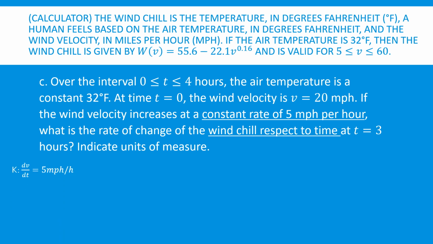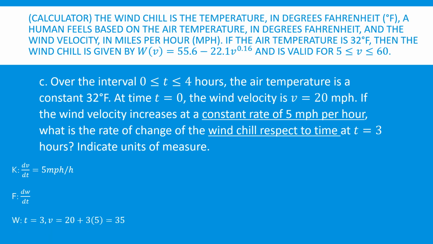All right, so there's a lot going on, but I do notice they're talking about with respect to time, and we're using a bunch of different variables. So I'm feeling like this is a related rate. So I'm just going to start with my knowns and find what I want. I know that dV over dt, they told me that was 5 miles per hour per hour. That was given to me right in the problem, and they told me that it was a constant. They're asking me to find dW/dt because they said, what's the rate of the wind chill with respect to time? And they said at t equals 3.